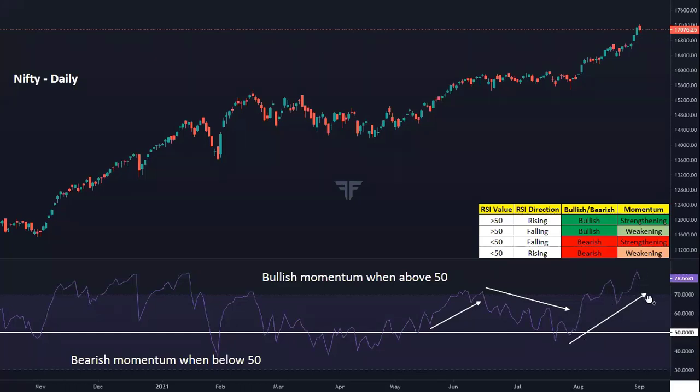So if you look at the third upward sloping white arrow, you will see that not only is the RSI above 50, but it is rising. So that tells you that not only are bulls in control, but they are gaining strength.